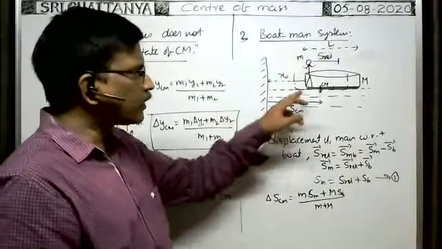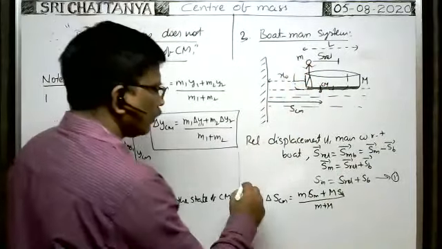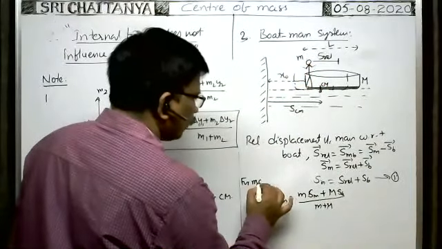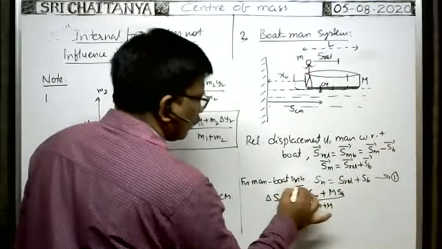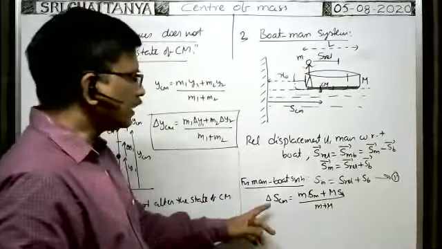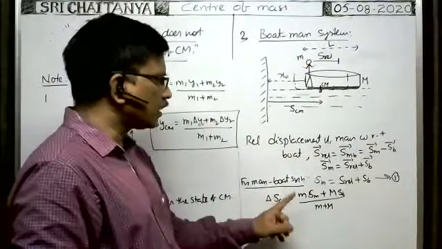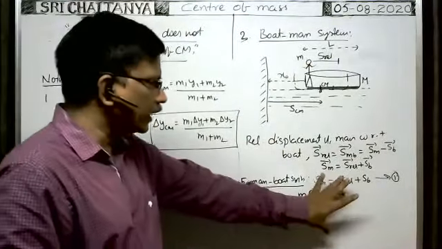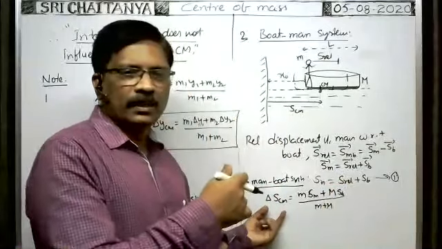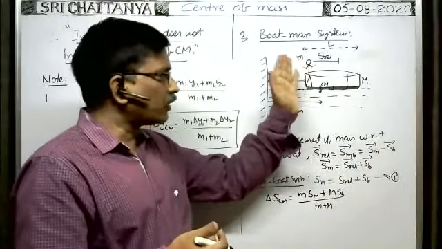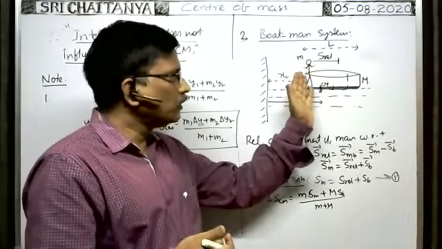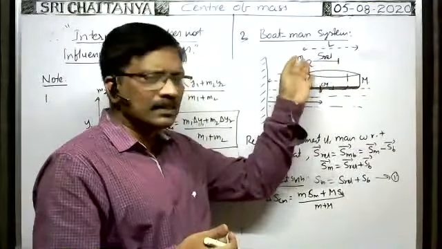Is there any displacement of the center of mass of the man-boat system? For the man-boat system, according to this formula we have written, is there any displacement in the center of mass whenever the man walks from one end to the other end, or through a certain distance inside the boat?